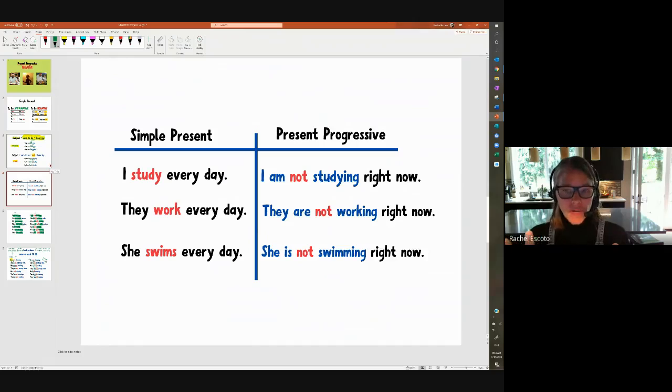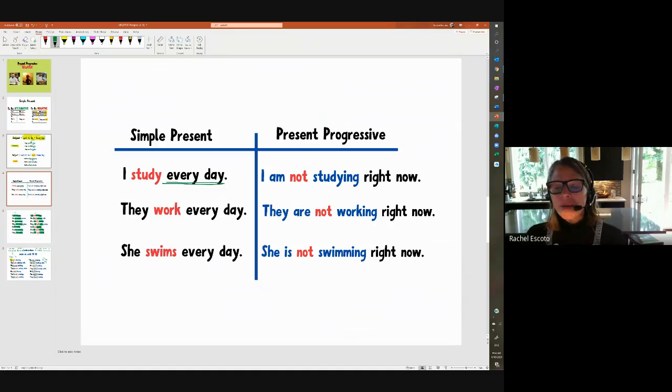I want to remind you about the difference between the simple present and the simple present progressive. The simple present and the present progressive. So here we have every day. This is habitual every day. Every day I wake up. Every day I eat breakfast. Every day I go to work. So these are things that we do every day habitually, and we use the simple present. So we can say, I study every day. They work every day. She swims every day. Okay, so we can say all of those things.